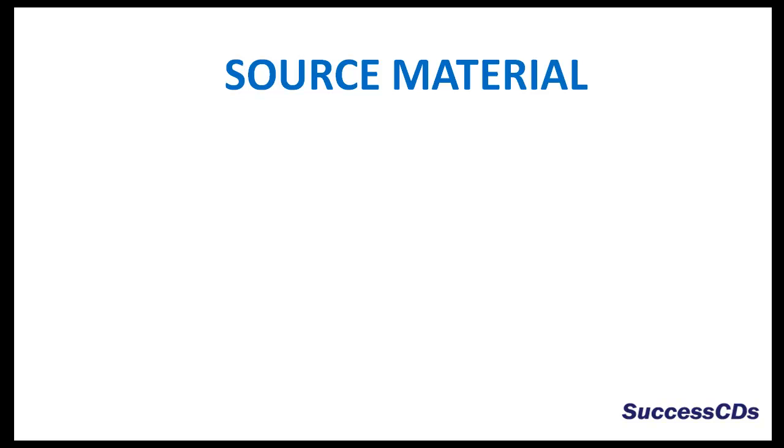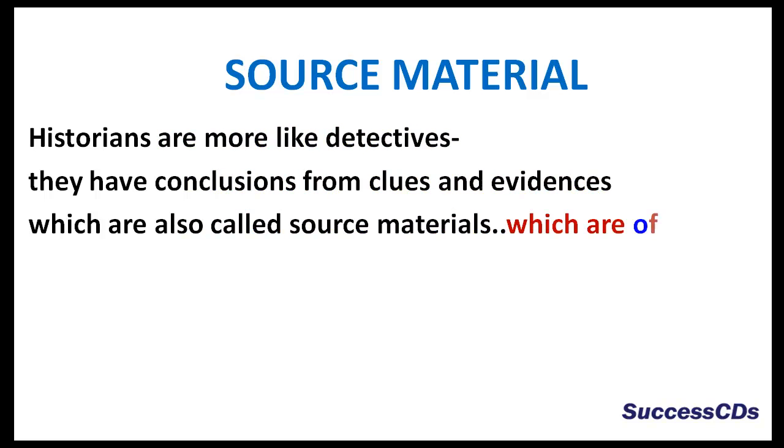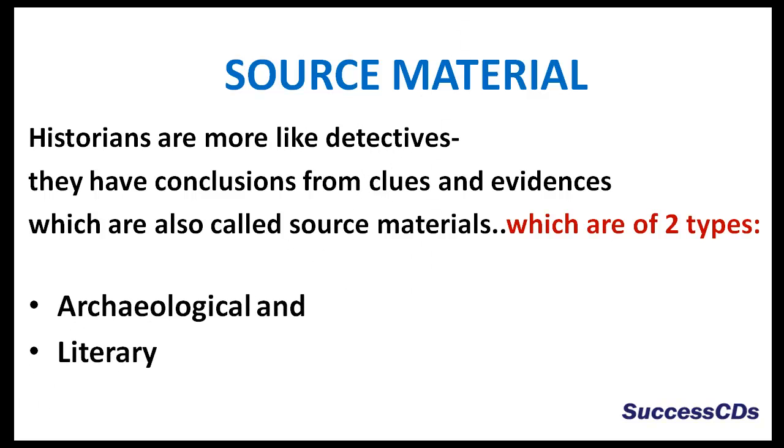Have you ever wondered how the historians are able to tell us about events which happened a long time back? Historians are more like detectives. They draw conclusions from clues and evidences, which are also called source materials. They are of two types: archaeological and literary.